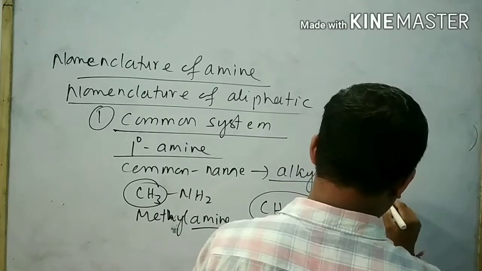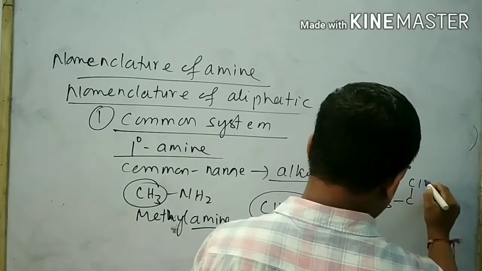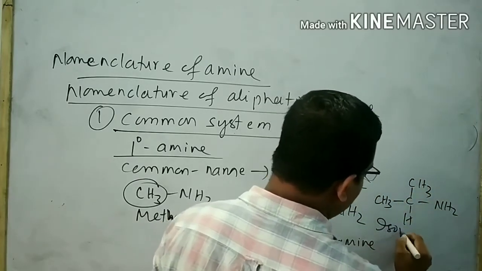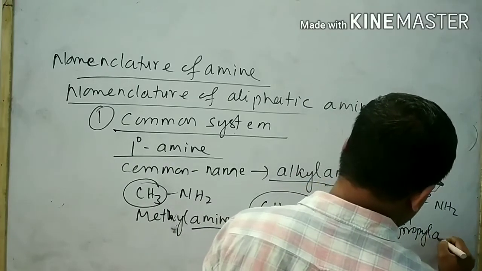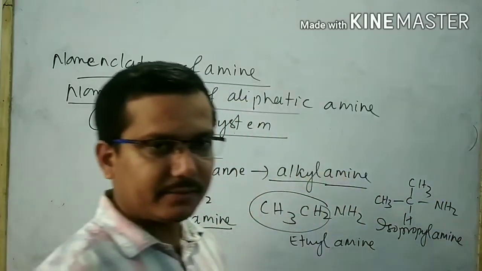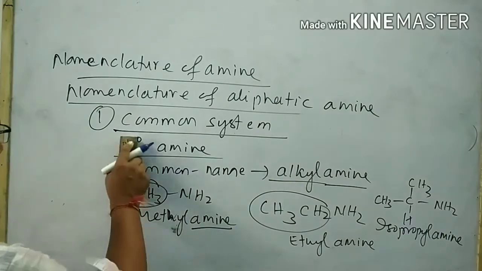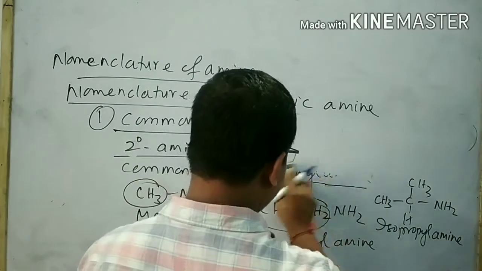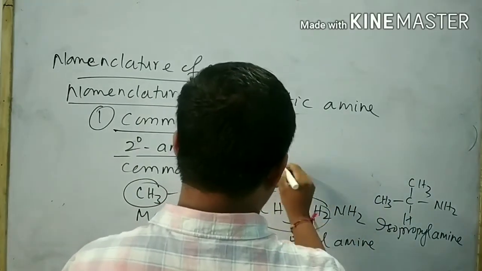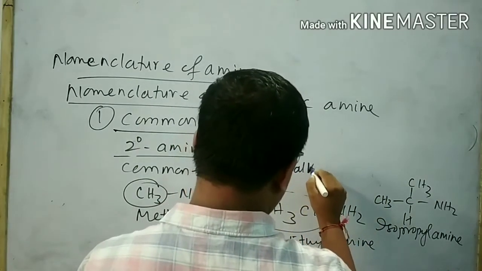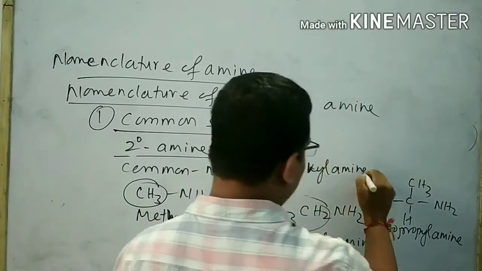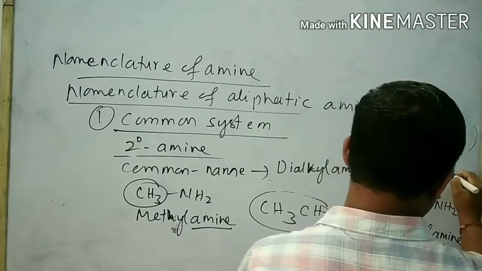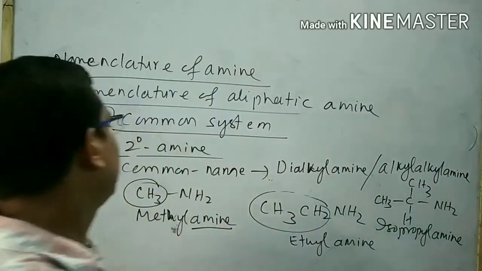Another example. CH3 bonded to NH2, that is said to be isopropyl amine. Think about the 2-degree amine. What is the common name of 2-degree amine? That is said to be dialkyl amine, or you can also think about alkyl amine. This is the common name for 2-degree amine.